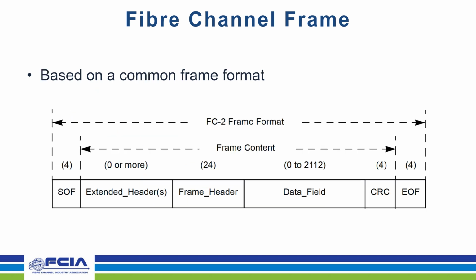A Fibre Channel frame is based on a common format, and here's a good diagram of that. We have an SOF, and we have zero or more extended headers followed by our frame header. There's our data field, the payload, and we have a CRC. The CRC covers any extended headers, if any, the frame header and the data field, and it is followed by an EOF.